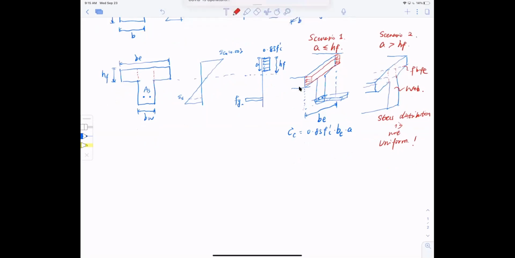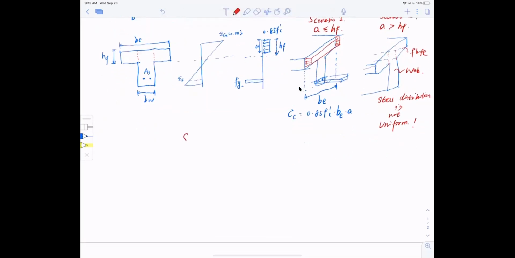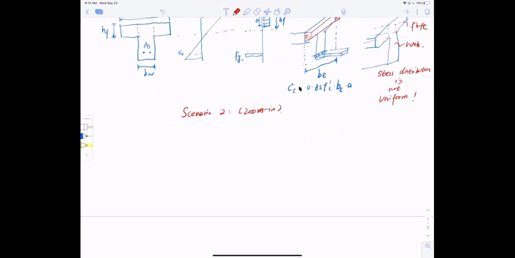So let me show the scenario a little bit more. Scenario number 2 is a zoom in, to explain why the stress distribution is not uniform. Now I have a compressive zone that is bigger than the HF, so I can divide the section into two parts. One is called the flange part, and the other is called the web part. So this whole section equals the two parts added together.